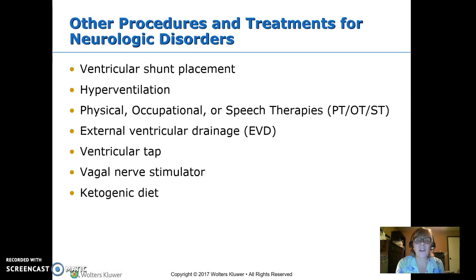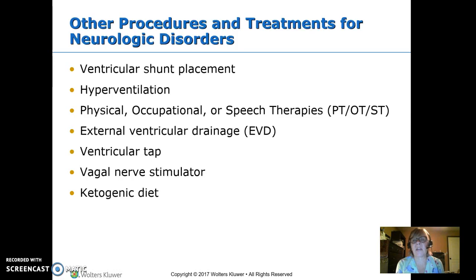A ventricular tap, this is especially on a child who's still got open sutures, open fontanelles. They can just puncture with a needle and draw off if there's some sort of an effusion, a little pocket of fluid or something, blood, whatever, that needs to be drained off.